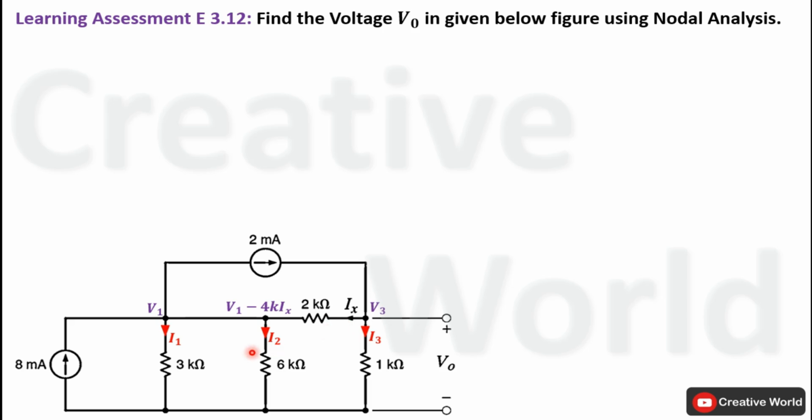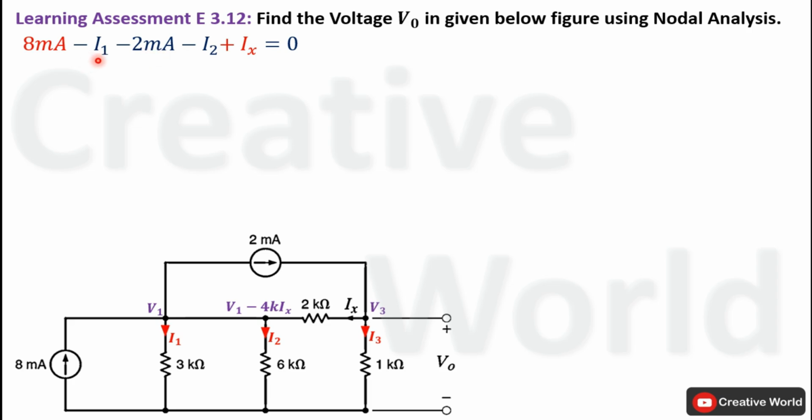We will start by writing the Kirchhoff's current law equation on this supernode. On this node, two currents are entering. One is 8 mA and the other one is Ix. While three currents are leaving: I2, I1 and 2 mA. All leaving currents are taken with negative sign.